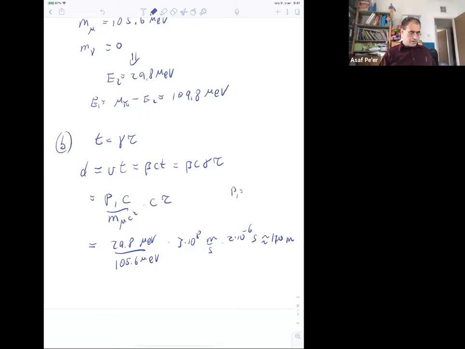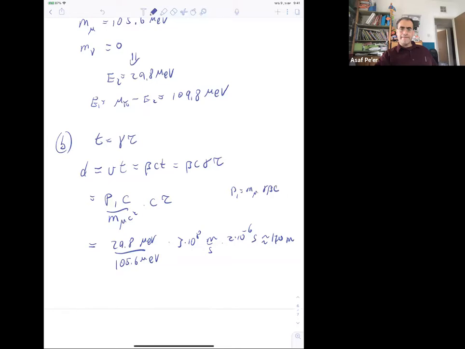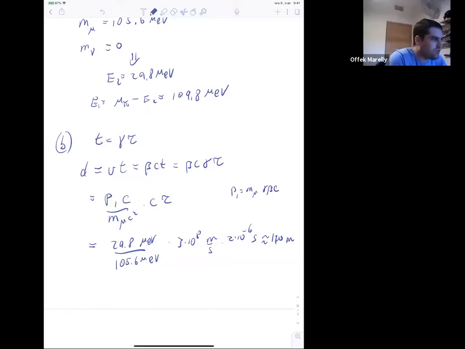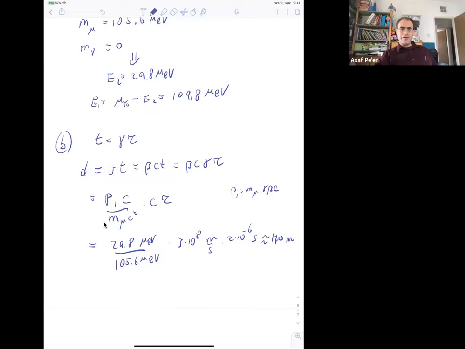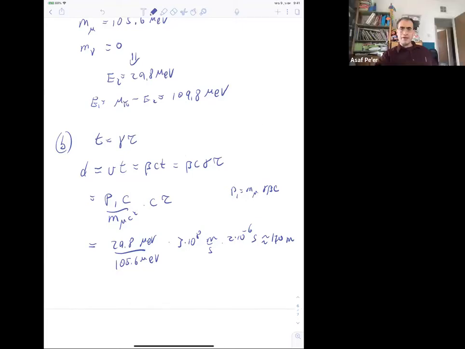P1 is M U1 gamma beta C. Is that clear? I think you have an extra C. Where? What did I miss? C squared divided by C squared. So why is there another C when you plugged in everything? Yeah, but when you take the mass in units of electron volt and the momentum in units of electron volt, the C is already built in. Ah, okay, because you convert it. Yeah, it's already built in, right? It's M C squared really.